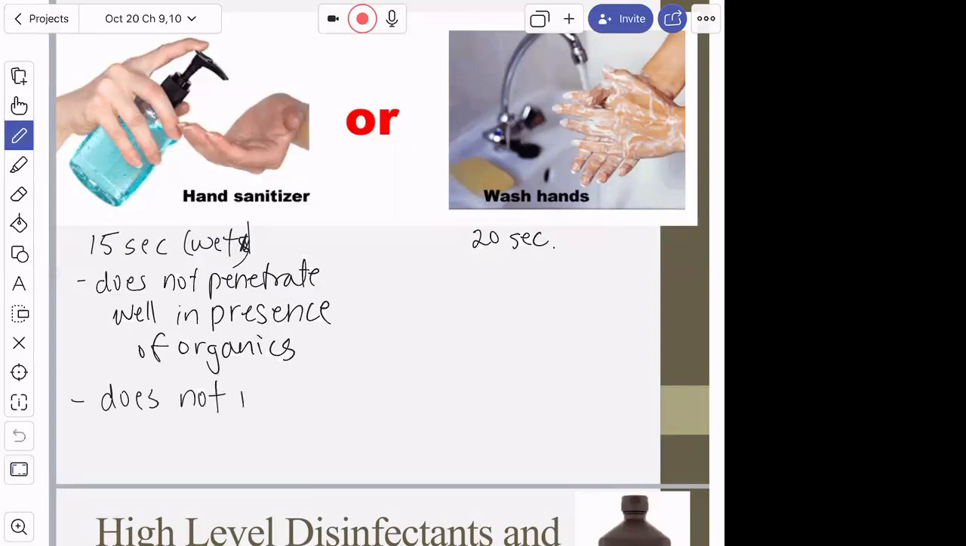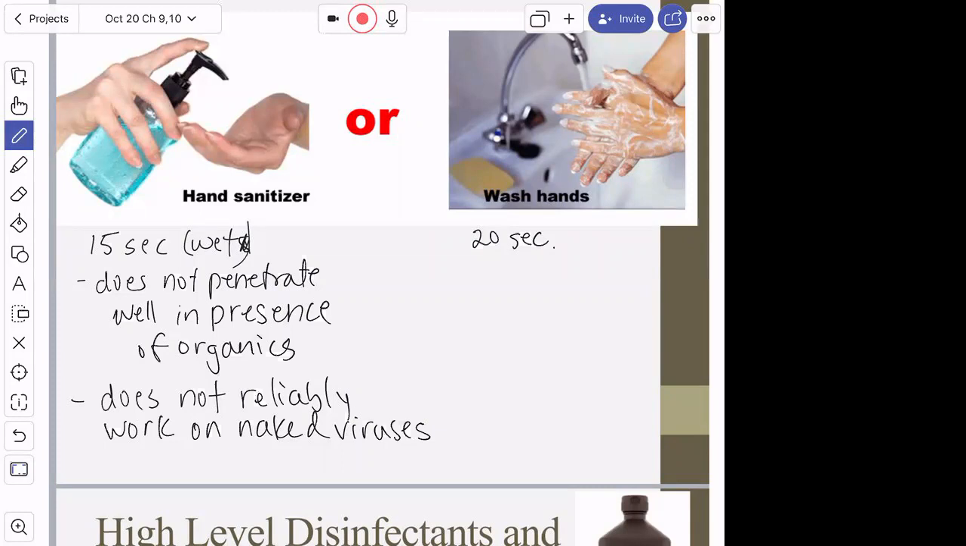So the other thing about hand sanitizer, it does not reliably work on naked viruses. Okay, so most viruses that make us sick are enveloped, and it works really well on enveloped viruses. So like coronavirus, flu virus, hand sanitizer works really well. But something like norovirus, it doesn't work as well.